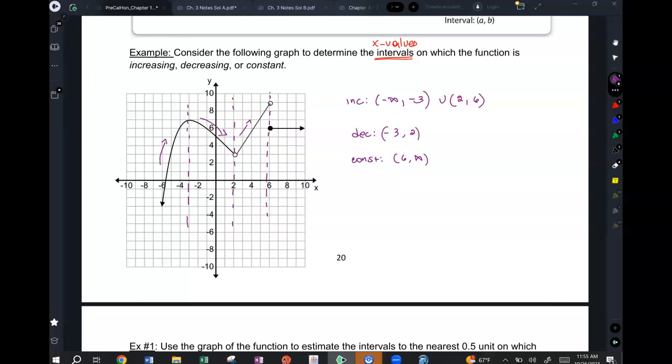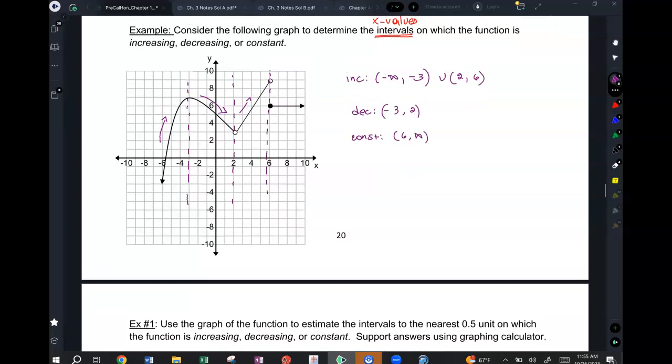Oh, because I was just going to ask if there were questions. Betty? So if we're in the terms of increasing, decreasing, and constant functions, we never use brackets. So even if 2, where it would start increasing again, even if it was a filled circle, it would still be open.